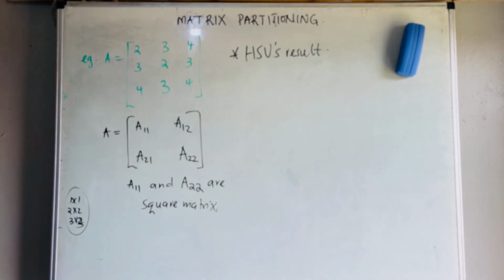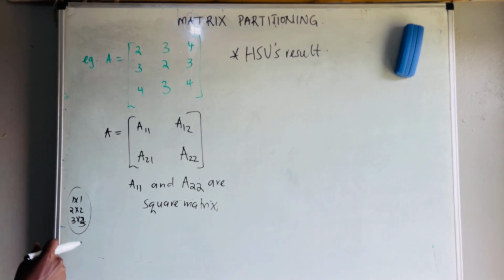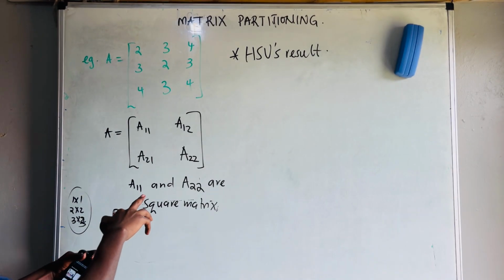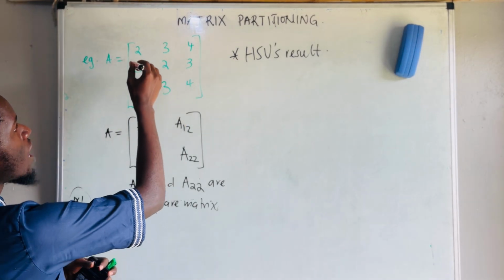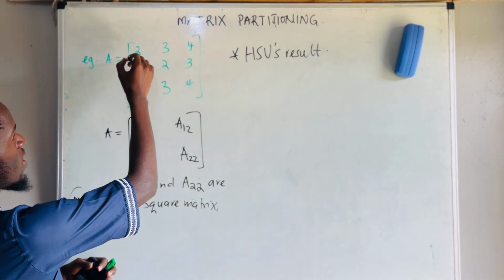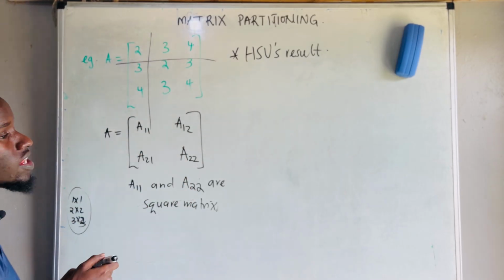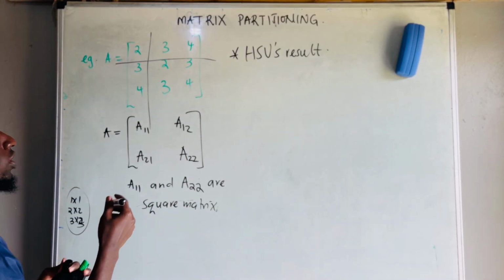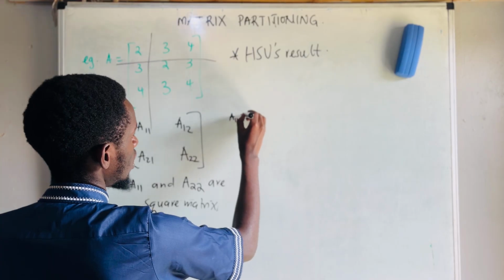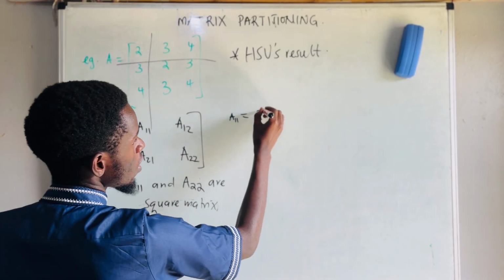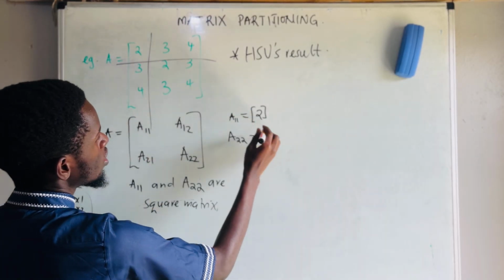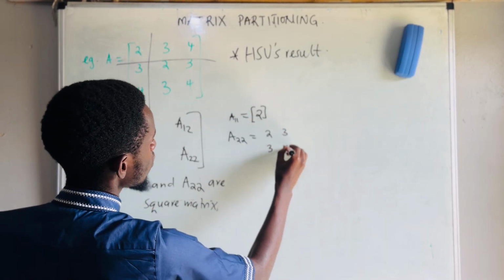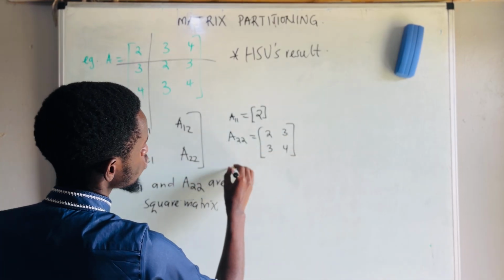Now, from here, this is our example. In order for us to divide this matrix to form square matrices, we just need to see that A11 and A22 are square matrices. We can divide it like this. By dividing like this, we shall have our A11 to be 2, which is a 1 by 1 matrix. Our A22 is going to be 2, 3, 3, and 4, which is a 2 by 2 matrix.